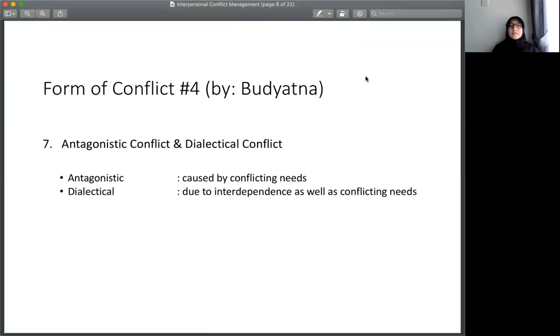And the last one is antagonistic and dialectical conflict. Antagonistic caused by conflicting needs, and dialectical due to interdependence as well as conflicting needs. Antagonistik ketika sepasang sahabat tadi A dan B punya keperluan yang berbeda pada saat ke kampus, gitu ya. Mereka yang tadinya memutuskan bareng, akhirnya mau tidak mau harus berpisah karena ada kepentingan yang berbeda. Nah, ini akan semakin mengekskalasi ketika dua orang ini tidak bisa menerima dan merespon perpisahan itu sebagaimana mestinya. Karena adanya saling ketergantungan, tapi kemudian kepentingannya berbeda. Jadi ada ambivalensi atau double standard di situ ya.